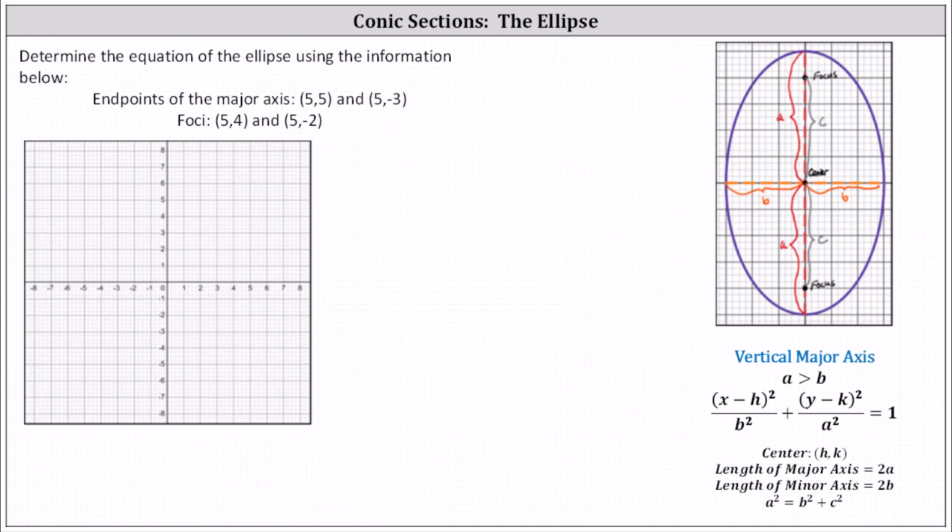Determine the equation of the ellipse using the information below. The endpoints of the major axis are (5, 5) and (5, -3). The foci are (5, 4) and (5, -2). Let's go ahead and plot these points.